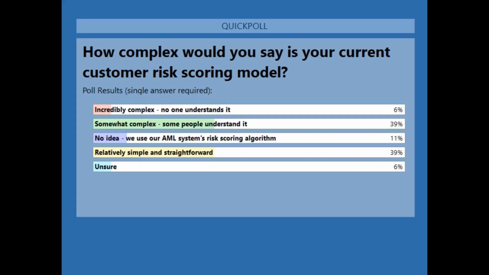All right, so according to the people who have answered, 39% said it was relatively simple and straightforward, but 39%, actually, if you combine the top two, 45% said it was either incredibly complex or somewhat complex. And only either no one understands this or some people understand it. We also have 17% who said they either have no idea, they use their AML system's risk scoring algorithm, or they're not sure. So I think it's great that 39% think it's relatively simple and straightforward.